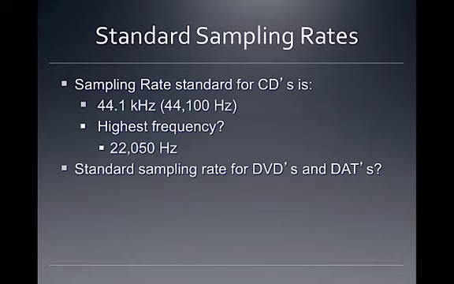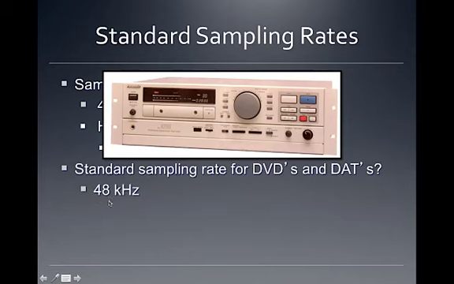Now, DVDs and DAT players, digital audio tape, kind of an old technology, recorded at 48K. So those had the ability to record up to 24,000 hertz, which gives you a little bit higher frequencies that you can record.